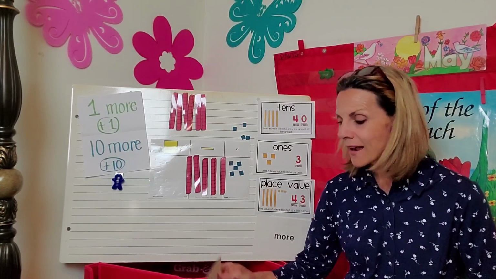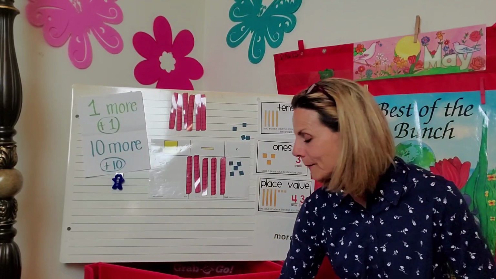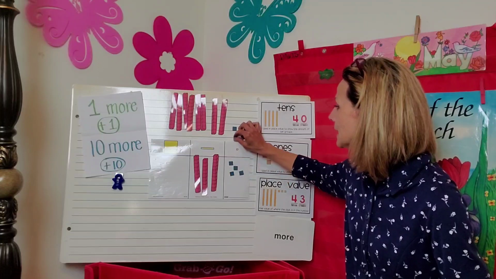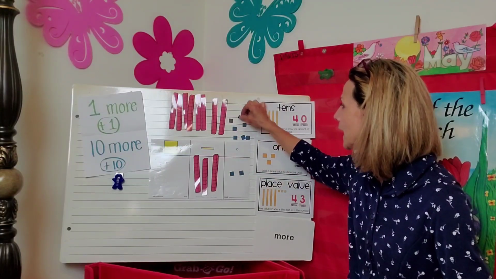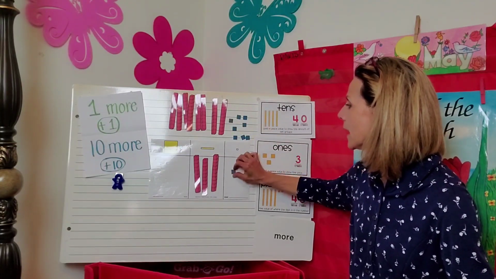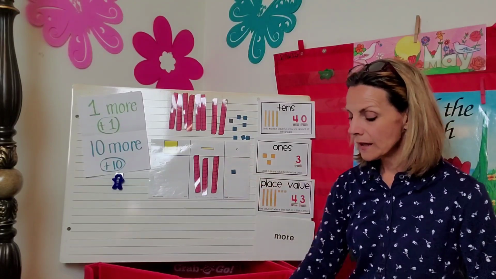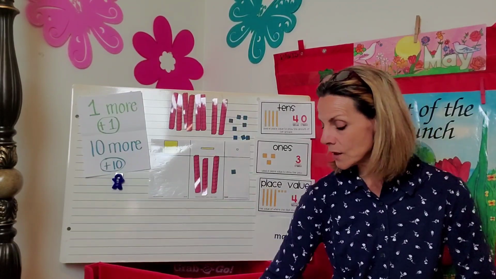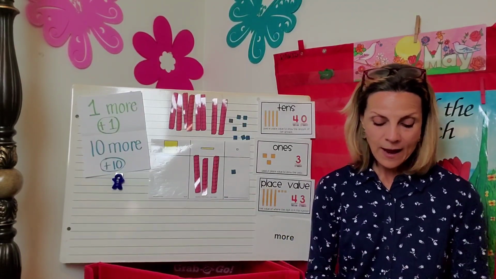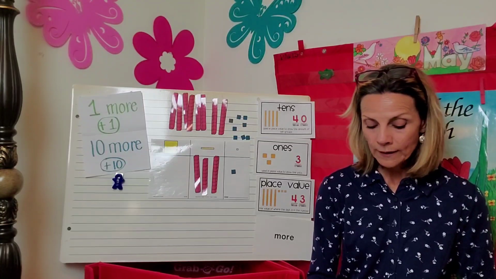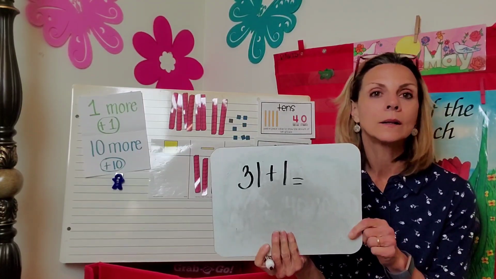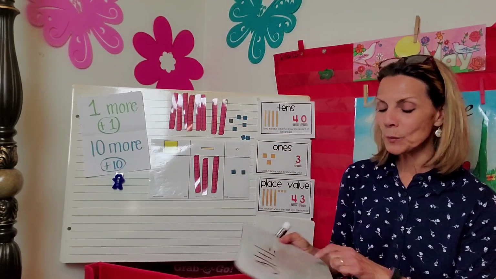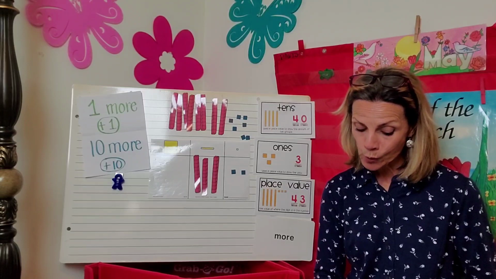Okay, here's our next number, 31. So let me rearrange here. Take some 10s away, take some 1s away. Okay, 31. So in the number 31, I need 3 10s and 1 1. 31, and I'm going to add one more. So I'm going to go ahead and pull a 1 down. And this one's pretty easy. 1 plus 1 is 2.